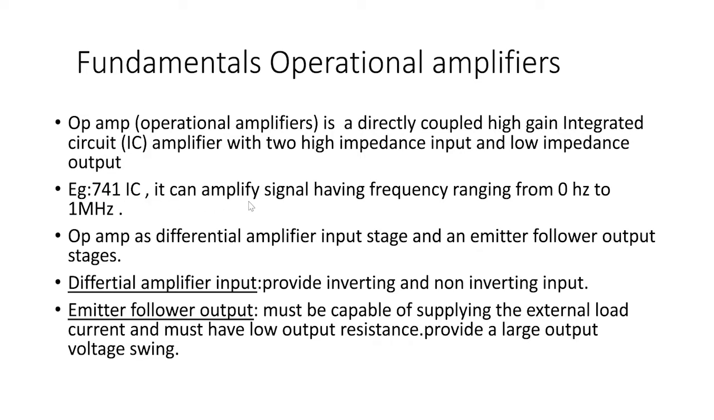It can amplify signals having frequency ranging from 0 Hz to 1 MHz. An op-amp has a differential amplifier input stage and an emitter follower output stage. The differential amplifier input provides the inverting and non-inverting inputs. The emitter follower output must be capable of supplying the external load current, must have low output resistance, and must provide a large output voltage swing.